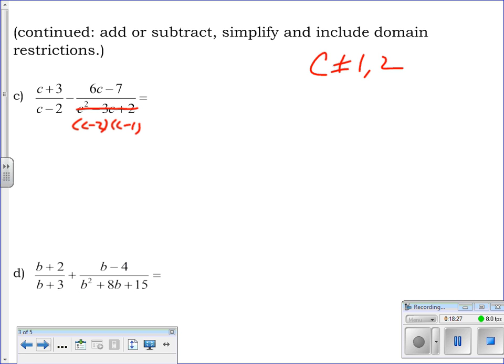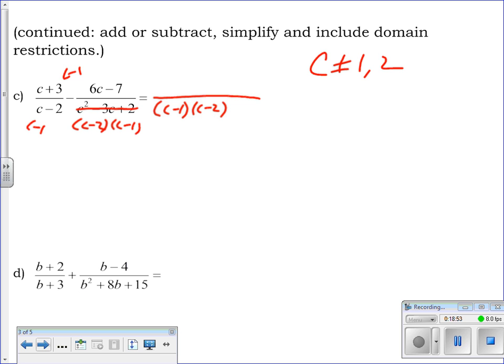This is really nice. I like this problem. You know why I like this problem? Because I already have my common denominator figured out. What's in here that's not in there? C minus 1. So I need to multiply this one by C minus 1 and C minus 1, which gives me C minus 1 times C minus 2 in my denominator.